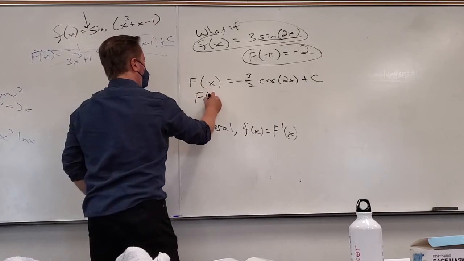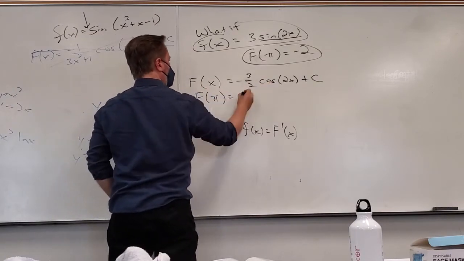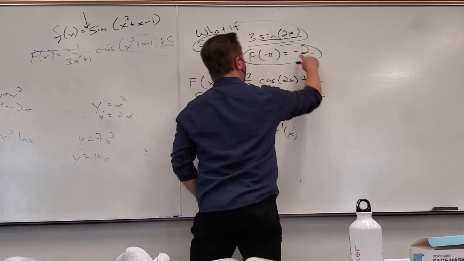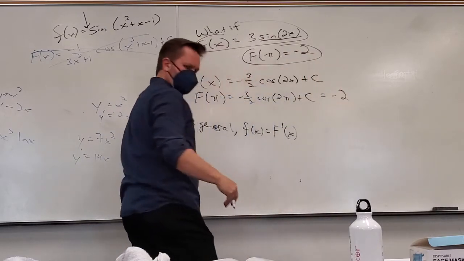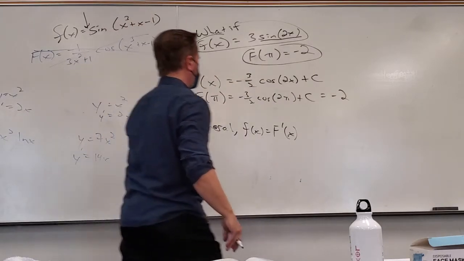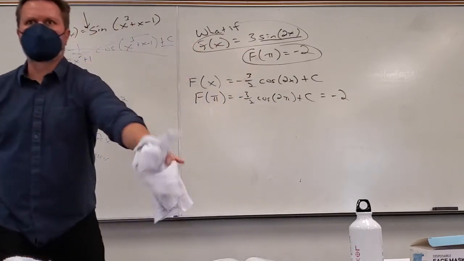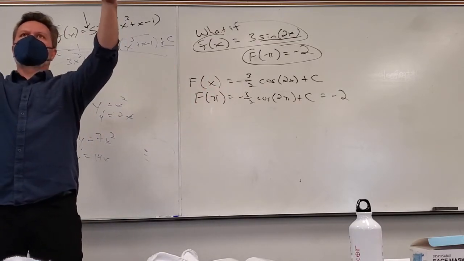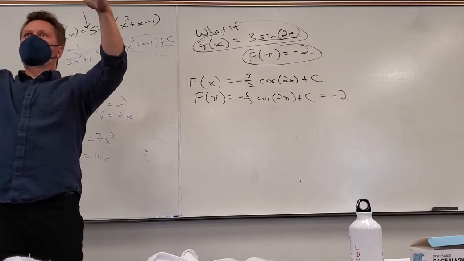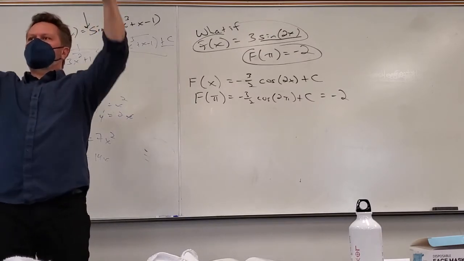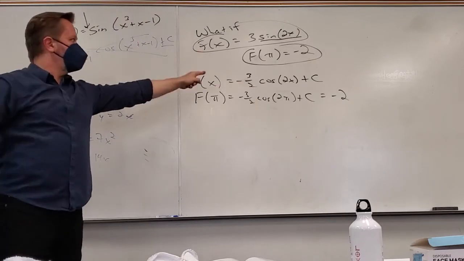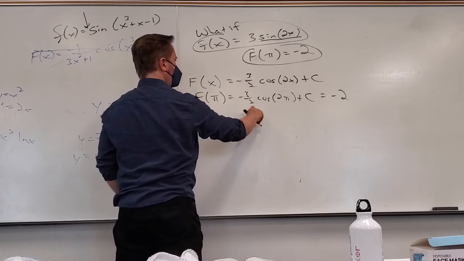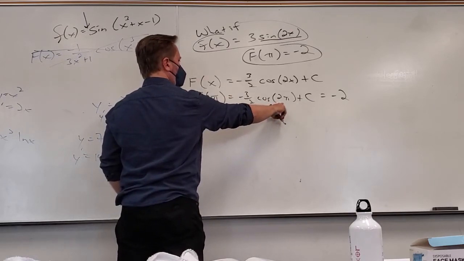So what is F of pi? It's going to be -3/2 cosine of 2 pi plus c, and that's supposed to equal -2, right? So now I can solve that for c, right? So again, little f by itself tells me the shape of big F. Without more information, I don't know where it is. I did give us more information. Now we can figure out where it is. So what is cosine of 2 pi? 1.